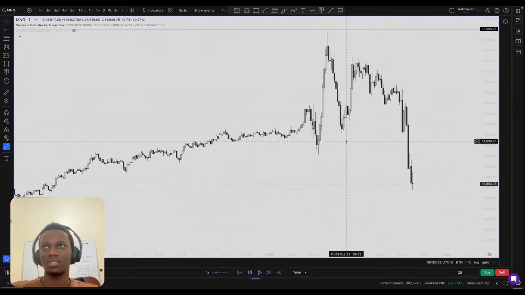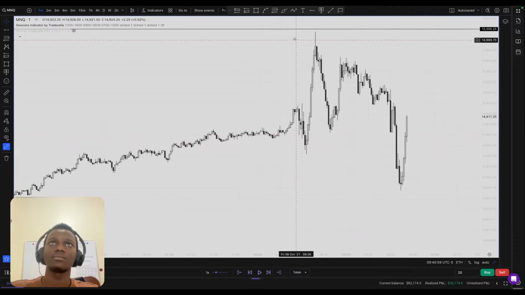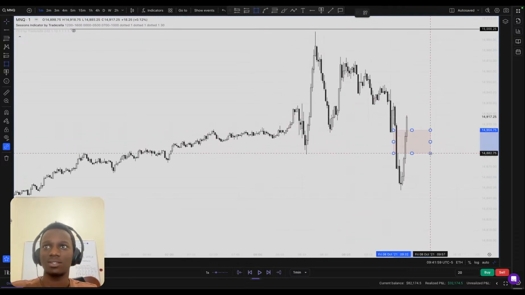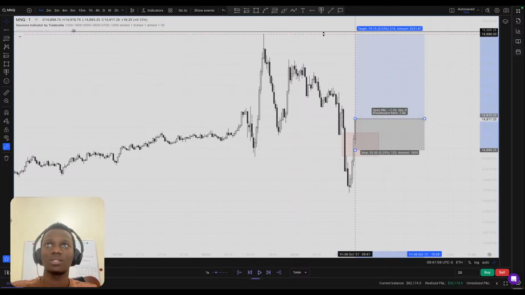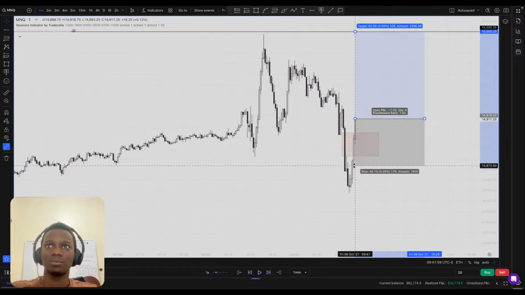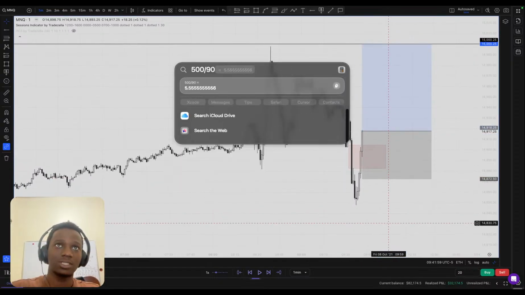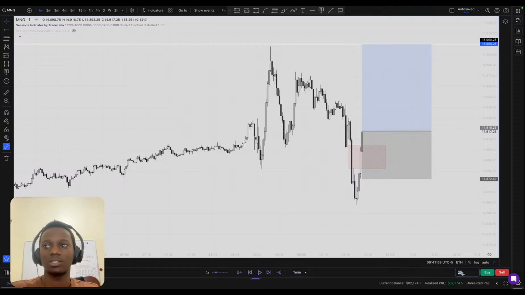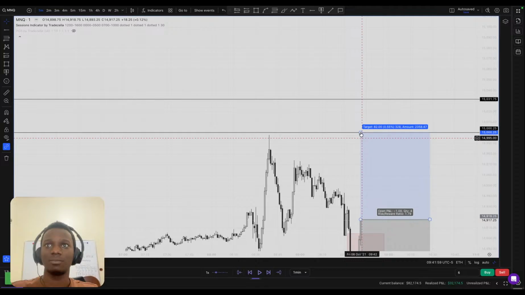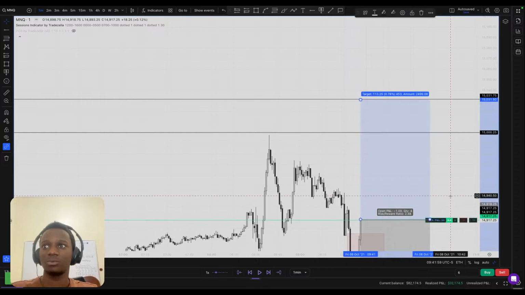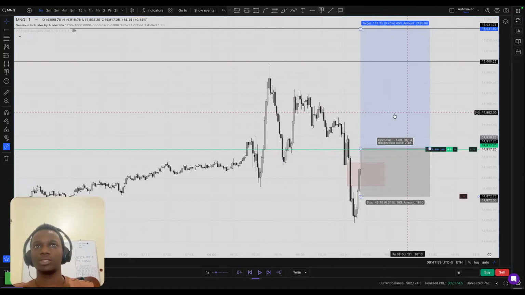Okay, runs data low here, then gives us a very beautiful inversion for longs towards the data high, and stop right below here. This will be 500 over 90, which is like 5 or 6, something like that. Or even take it to the 4-hour gap right here for a 2.5 hour. I'd like to close most of my position at the data high.